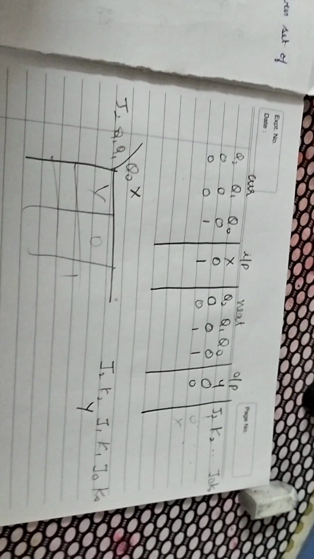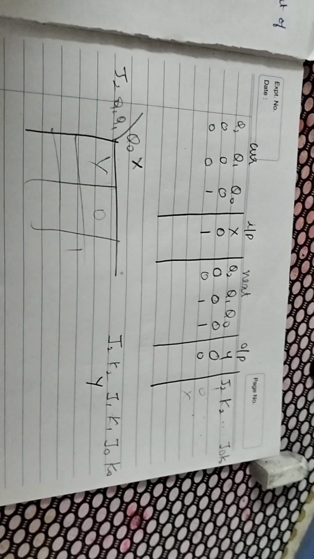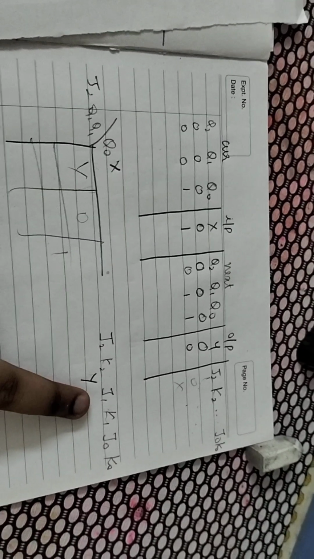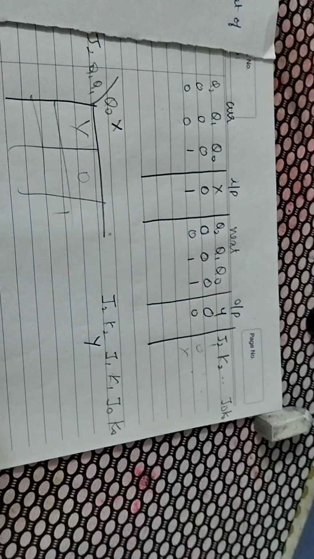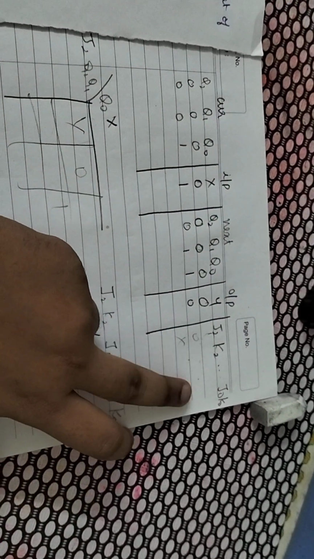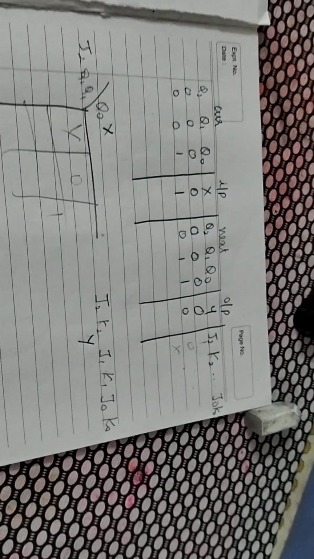So this is how we design a state table. This of course is assuming you are using JK flip-flops. So if it was a D flip-flop, then you would just have D2, D1, D0. If it was a T flip-flop, it would be T2, T1, T0, and so on. So whatever flip-flop you're using.